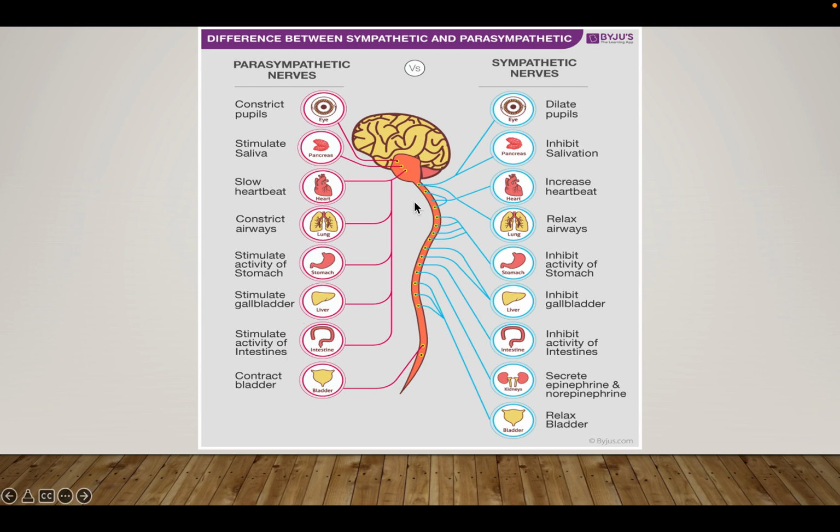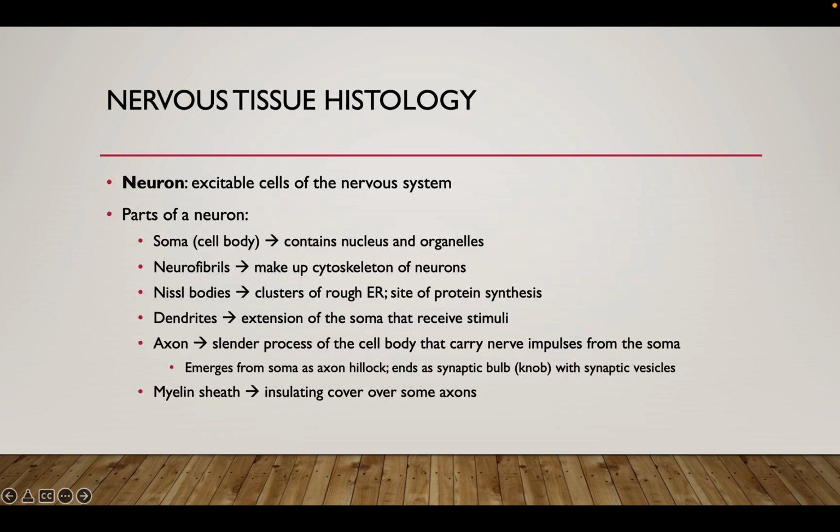Okay, so if you kind of think about it in that sense, most things from parasympathetic you can put under the category of rest and digest, and most things under sympathetic you can put under fight or flight. All right. So we will stop there for part one, and we'll pick up with part two, talking about the histology of nervous tissue.